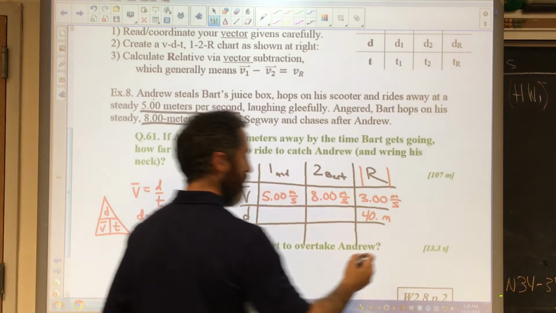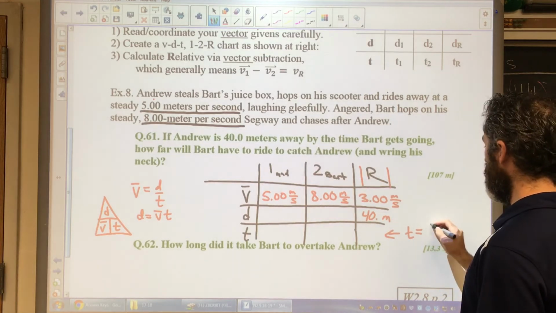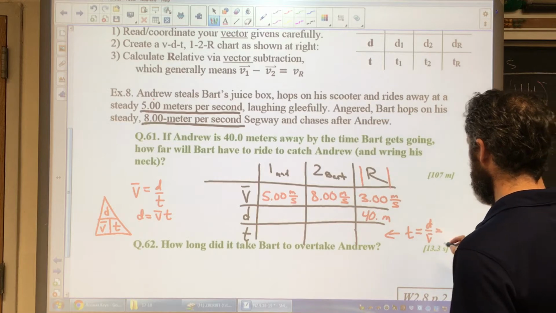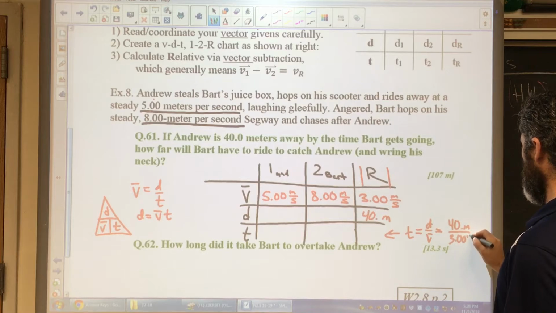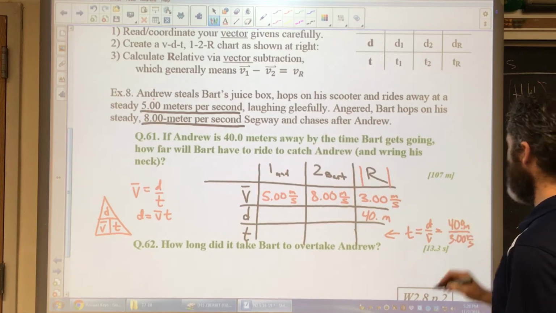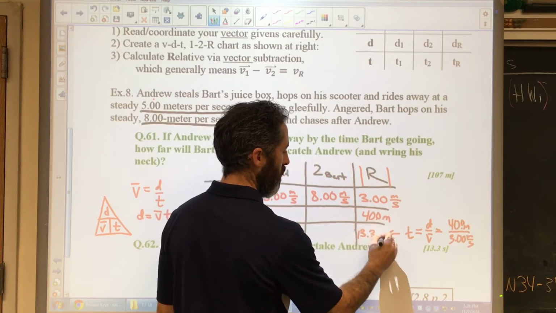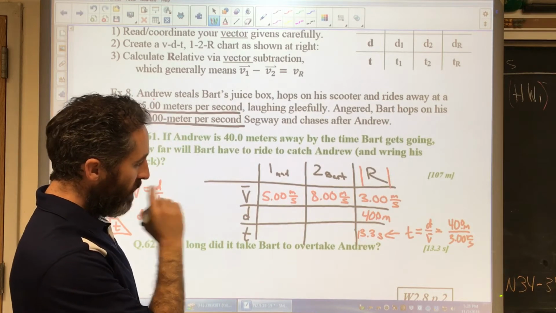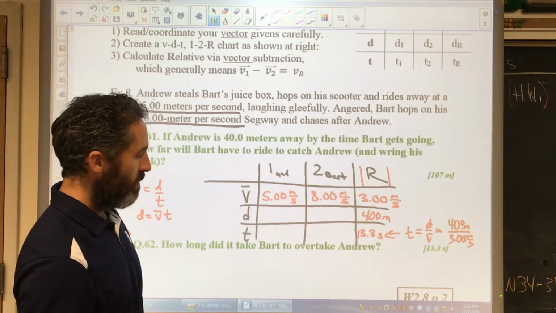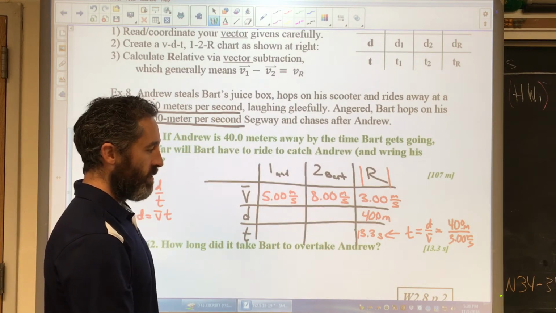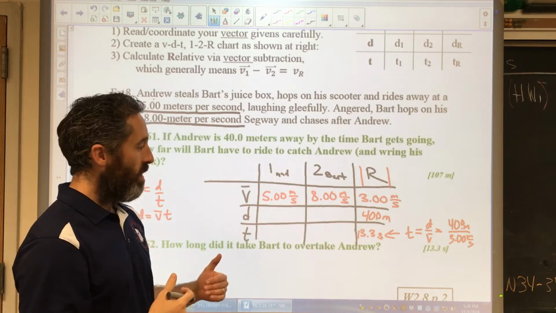Well, let's do it. T, of course, is going to be over here. T will be D over V bar, which in this case is 40 meters over 3 meters per second. It's actually 40.0. And that comes out to about 13.3 seconds. Oh, okay. Now the interesting thing here, you gotta use your brain a little bit. That time not only applies to relative, but that's actually the amount of time that each of them was driving once Bart started chasing. And that's all we really care about.